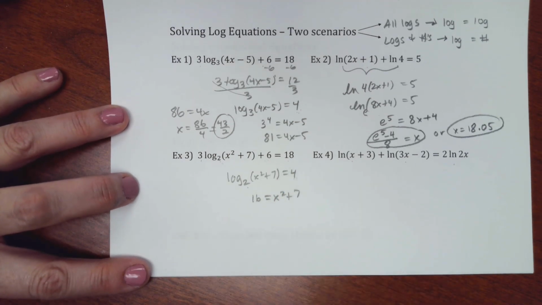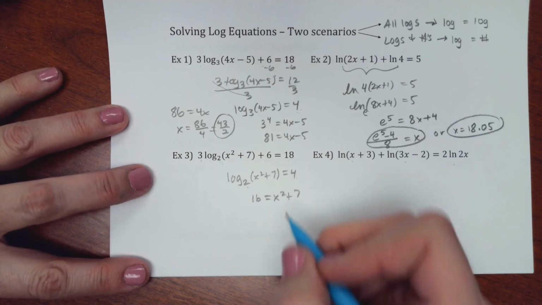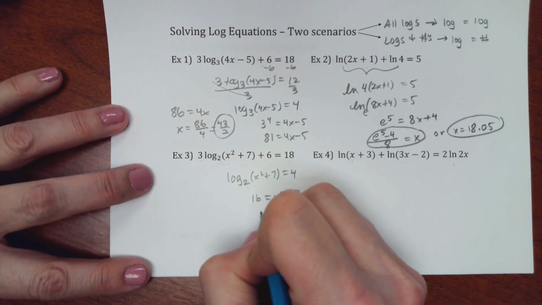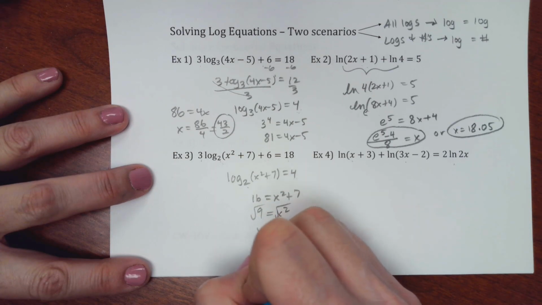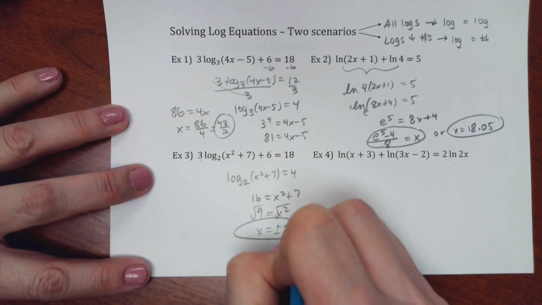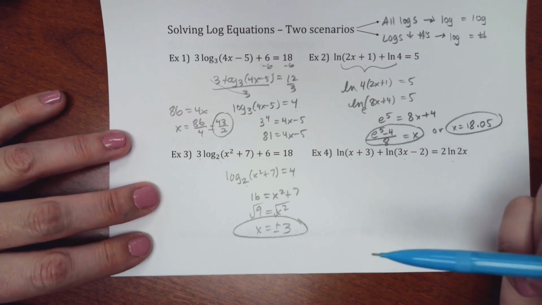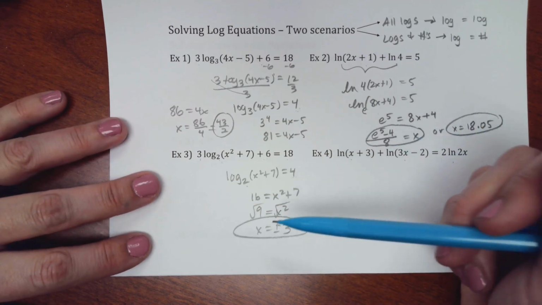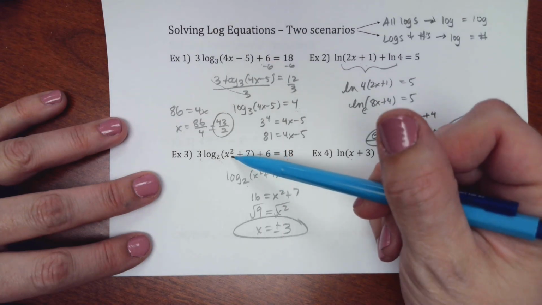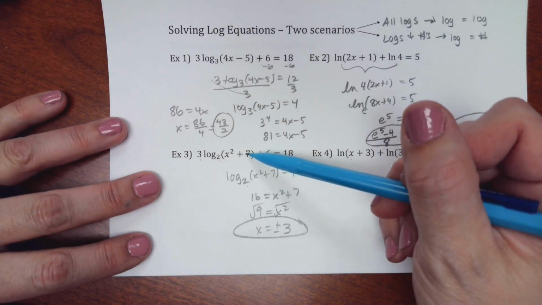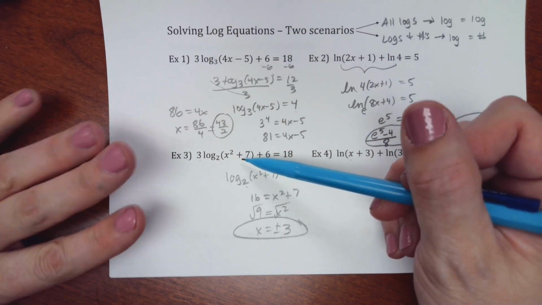Take away 7. So x squared equals 9. Do my square root, so x equals plus or minus 3. All right, so this is the first time we've gotten a negative number, and so that reminded me to check this. If I put a negative 3 in this expression, I get 9 plus 7. So that's not negative, so I'm good.